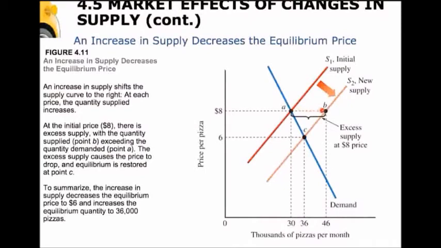The quantity supplied is going to be greater than the quantity demanded, and this drives the price down. It continues driving it down until we reach the new equilibrium at point C, where the price is now $6 and the quantity is 36,000 pizzas per month. So an increase in supply will decrease the price level in the market and increase the quantity.